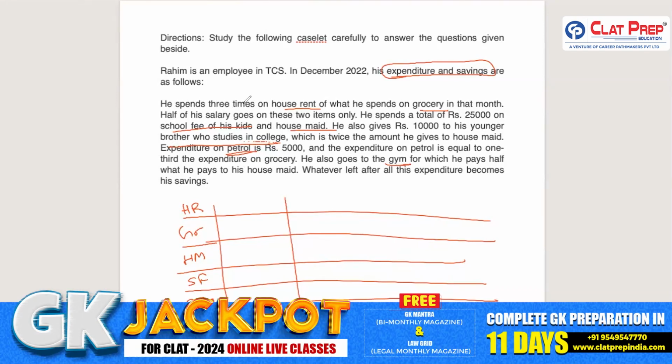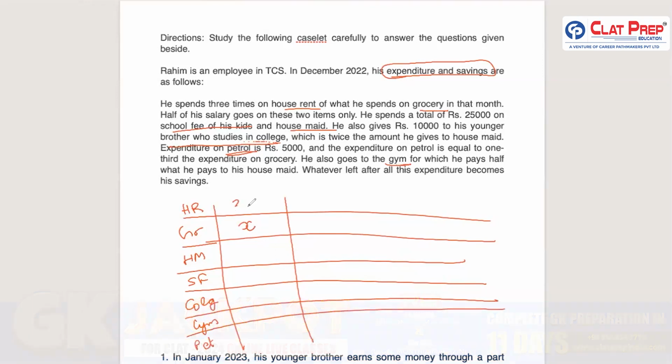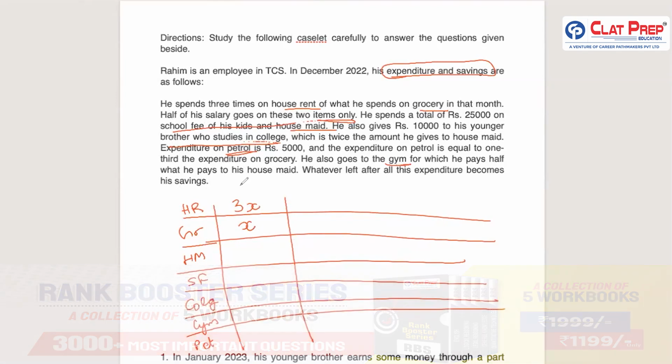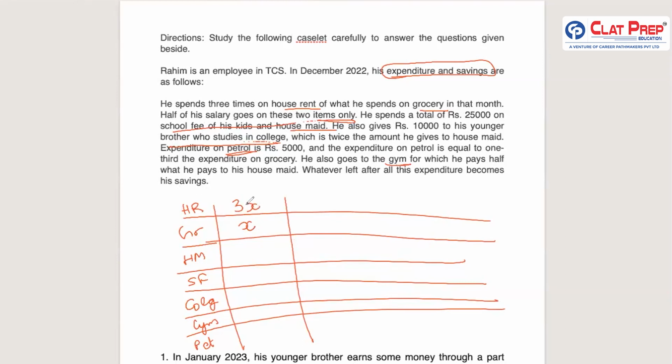He spends 3 times on house rent what he spends on grocery in that month. Grocery, if he spends X, then on house rent, he spends 3X. Easy. Now, half of his salary goes on these 2 items. Half कितना हो गया? Half of his salary is 3X plus X, 4X. 4X is half of his salary, so total salary is 8X. We have his total salary.